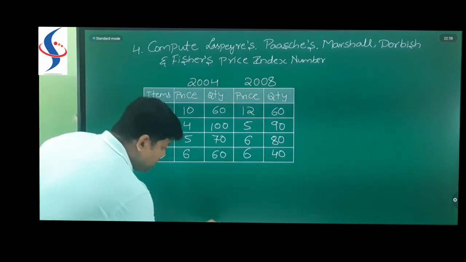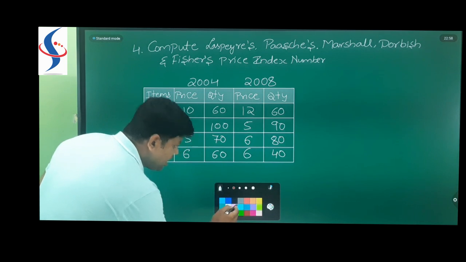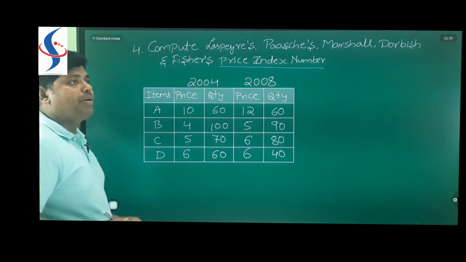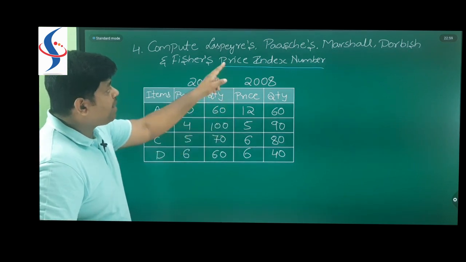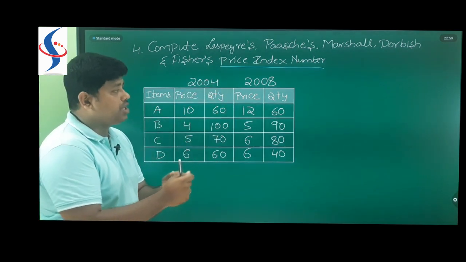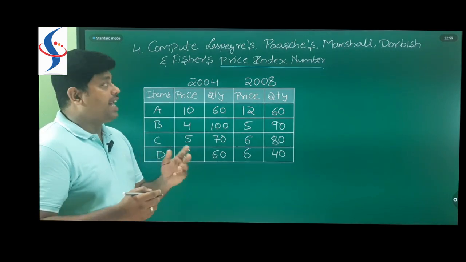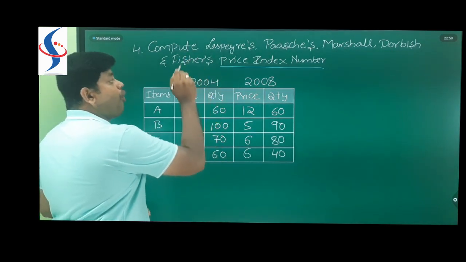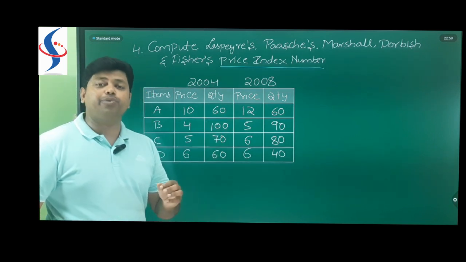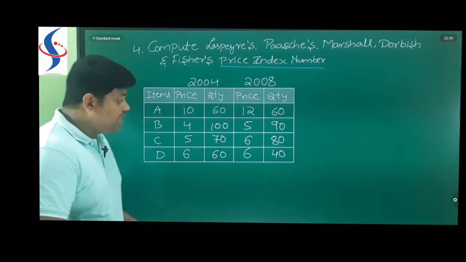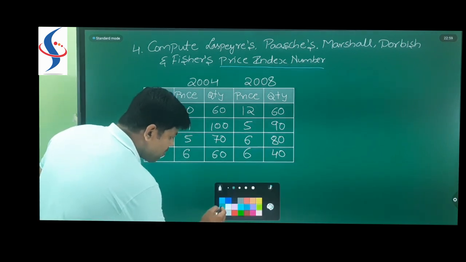You need to observe one first thing here: the question is price index number. Remember, if the word price is missing in the question, by default you need to find out price index number. Otherwise, if they mention quantity index number, then you need to solve quantity index number. Don't get confused, right? So let us solve this problem.